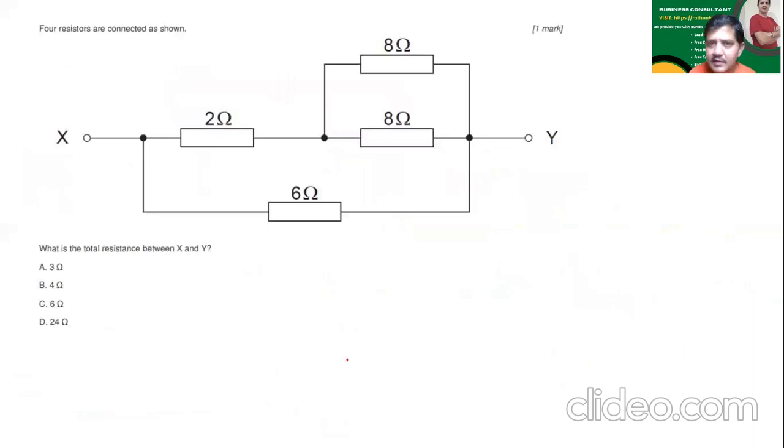Then next, 4 resistors are connected in series as shown in the figure. What is the total resistance between X and Y?